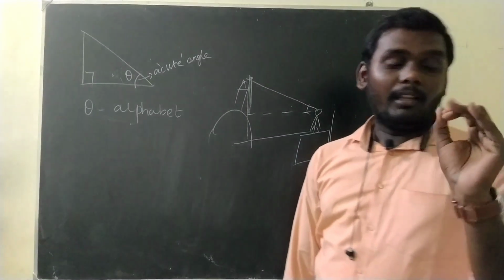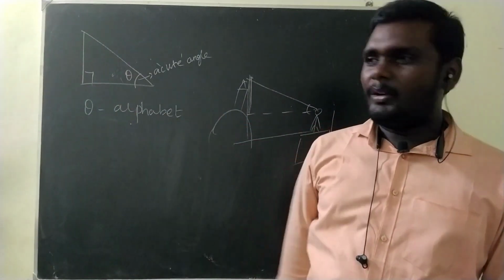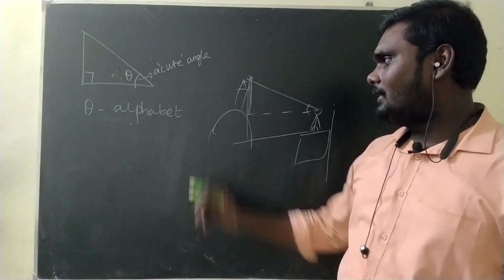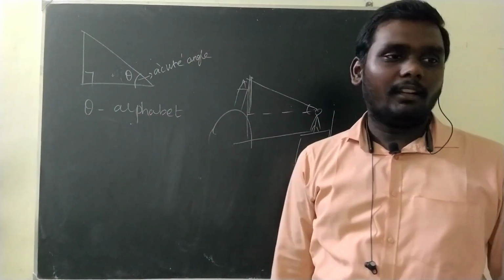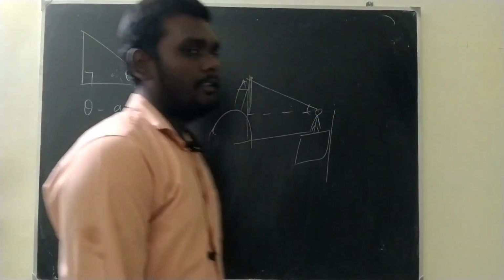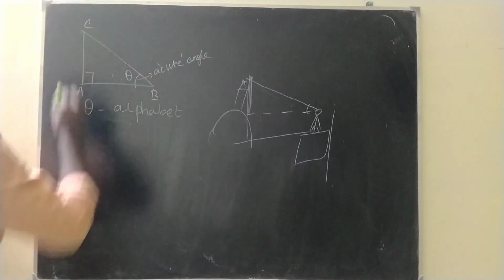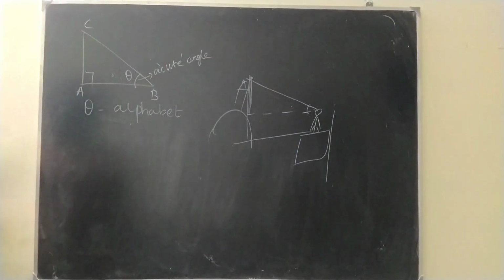For that, one thing plays a vital role. It is the sides. What are all the possible ratios of these sides? First, we have to name it. Simply draw a right angle triangle. Let us name it ABC, traditionally. ABC. Okay.